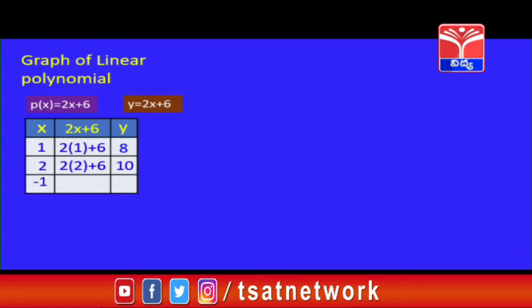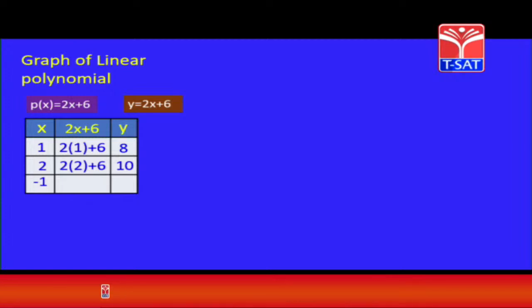Now try to write one negative value instead of x. x is equal to minus 1. Finish the answer. Okay children, now see the answer. 2 into minus 1 plus 6, that is 4 here.